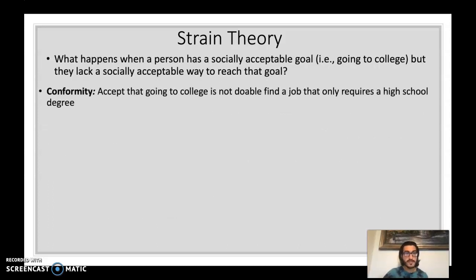Well, a conformist would accept that going to college just isn't financially doable at this current time, and they would find a job that only requires a high school degree, right? So instead of doing anything illegal, doing any deviant behaviors, a conformist is just going to do the best that they can, accept that maybe they can't afford to go to college, and that's okay. They're going to have to find a new career path or a new goal to set their focus on.